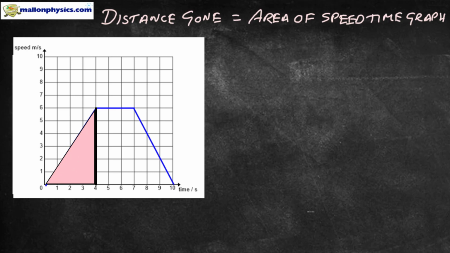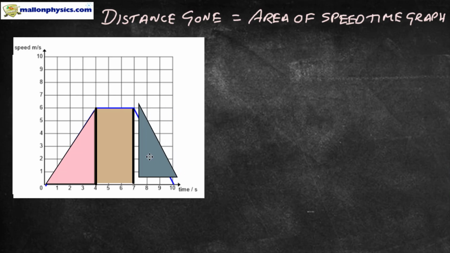I can section the second part off and you can see that area under the graph is a rectangle. And you can finally see that the third part of the area is going to form a triangle again. So all I have to do is work out the areas of those three shapes and I've got the total distance gone. But I've got to be organised, so I label the areas.